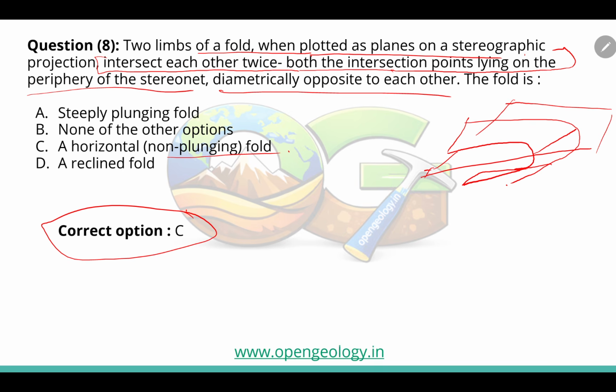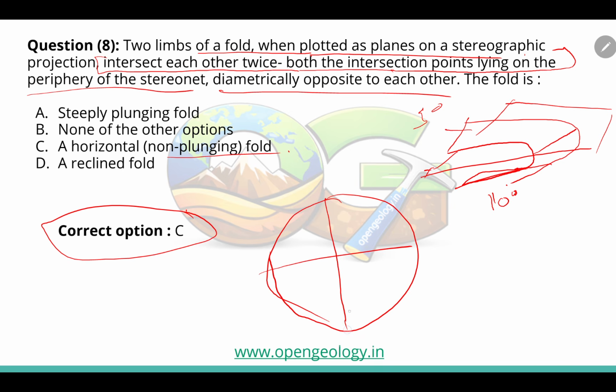And this is the axial plane. Now let's say that one limb of this fold has a dip of 10 degrees, and another has a different dip, that is 5 degrees. Now how will they be plotted on a stereonet? Let's say this is our stereonet, and let's say they are both dipping on the eastern side. This is the north, this is the south. Now let's plot first the 5 degree. So this is how a 5 degree plot will happen.